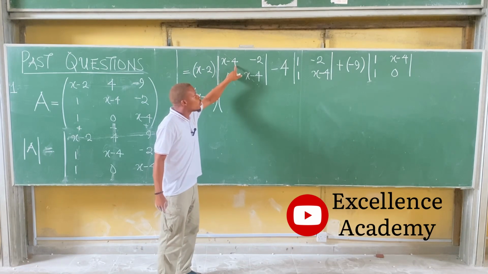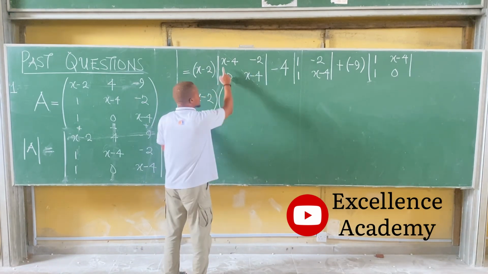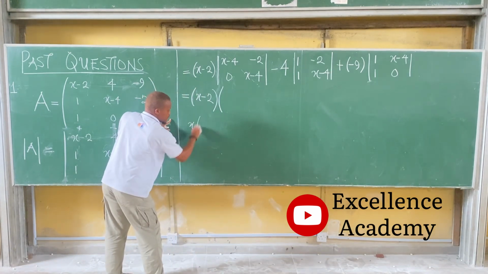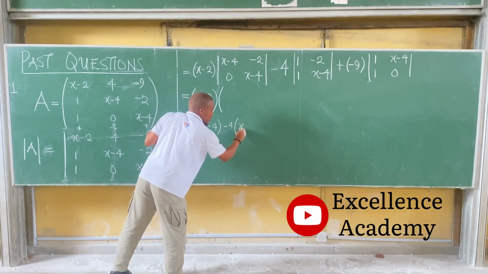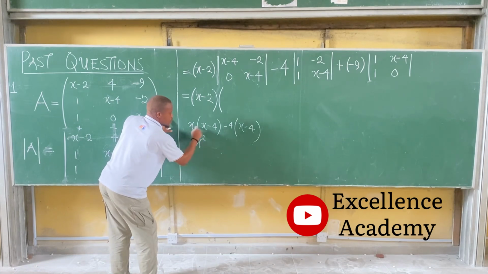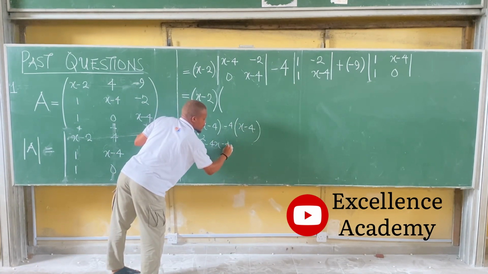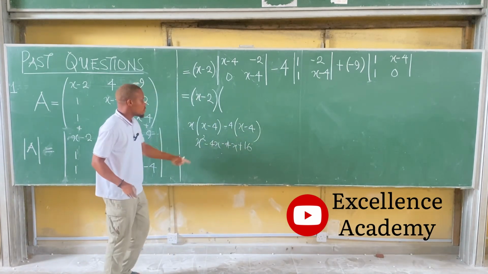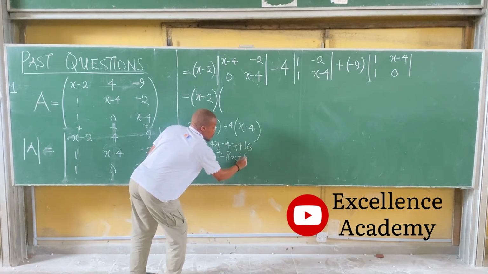X minus 4 times x minus 4. What do you get? For this, I'm having x squared. Okay, let's do that. X minus 4 times what? Minus 4, x minus 4. And therefore, I'm having x times x squared, minus 4x, minus 4x, minus times minus plus 16, right? So I'm having x squared minus 8x plus 16.